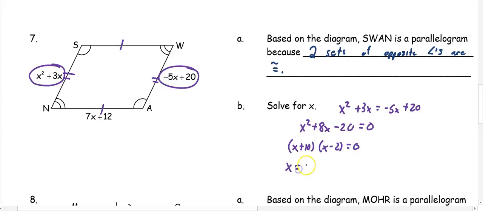So when I switch my signs, x is negative 10 and x is 2. Now, in this case, when I look at my shape, I know that negative 10 does not work because if I was to put negative 10 into this bottom side, I would get a negative side length. So we only have x equals 2.